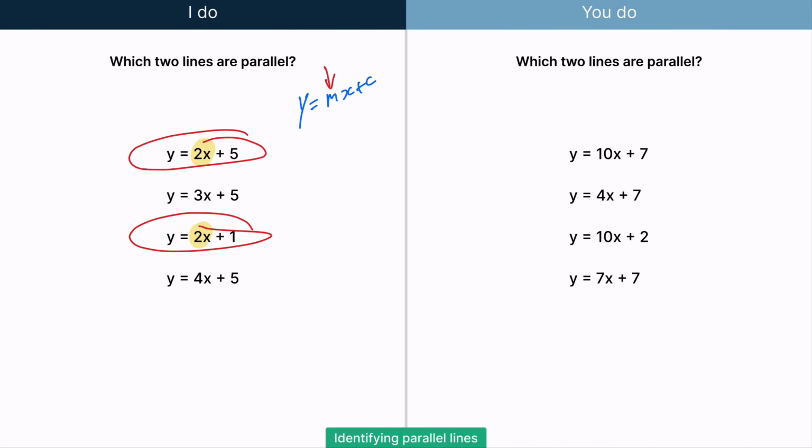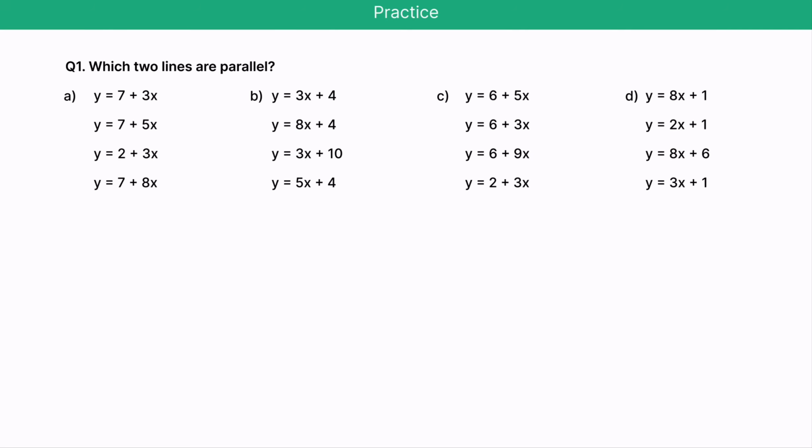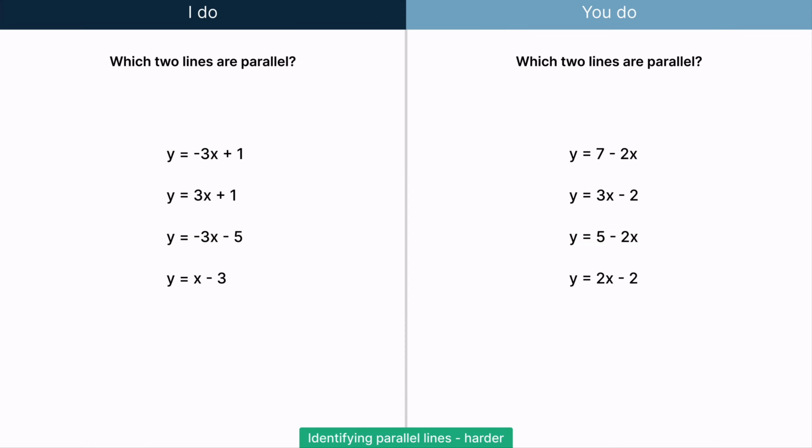Now hopefully you've pressed pause and had a go at the example on the right. With this one here, the answer is going to be that one there and that one there because they both have the same gradient. The gradient is the term next to the x. So here are some practice questions. Press pause now and have a go. I'm about to put the answers up now. So here are the answers. Mark your work. Moving on.